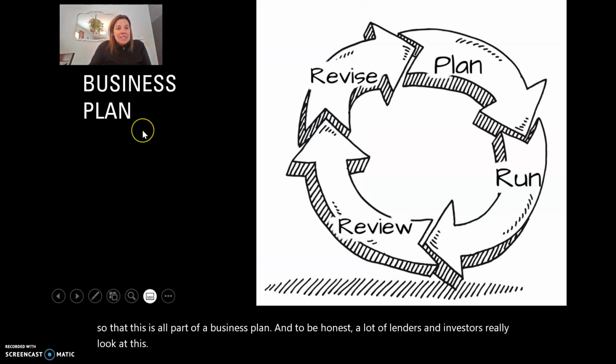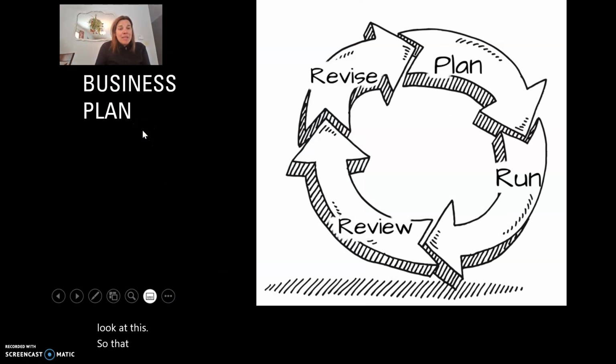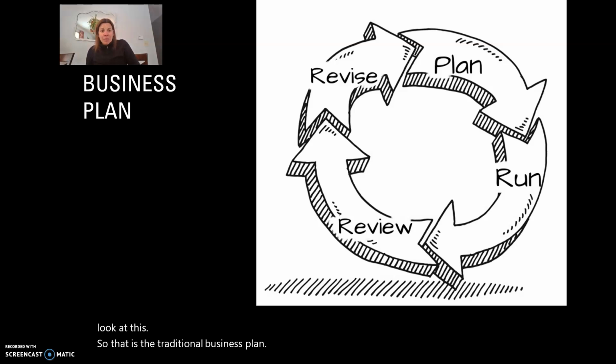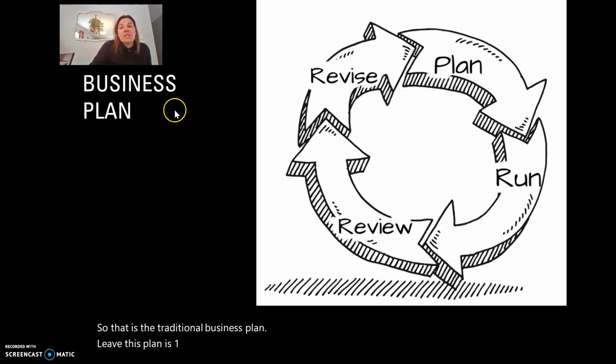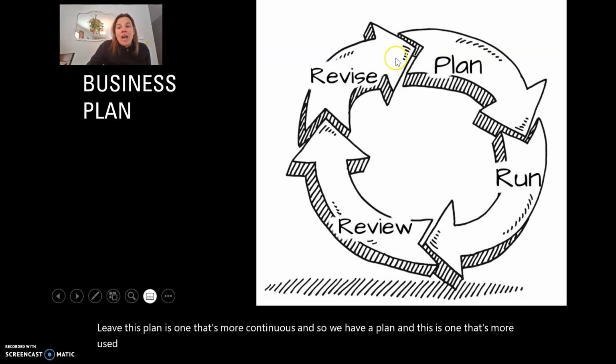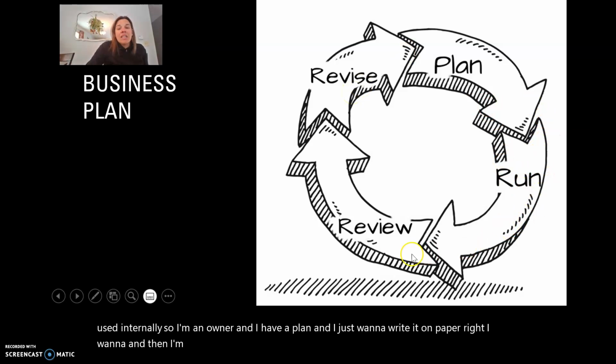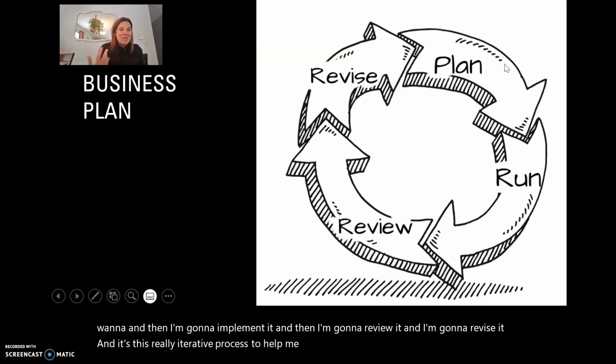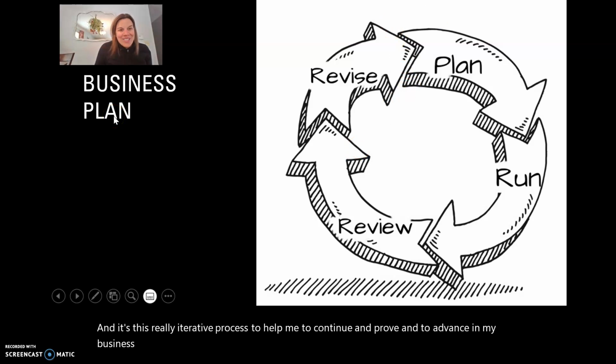So that is the traditional business plan. Now, a lean business plan is one that's more continuous. It's one that's more used internally. So I'm an owner and I have a plan and I just want to write it on paper, right? And then I'm going to implement it, review it, and revise it. It's this really iterative process to help me continue to improve and advance in my business. And I have a resource on the site as well for a lean business plan.